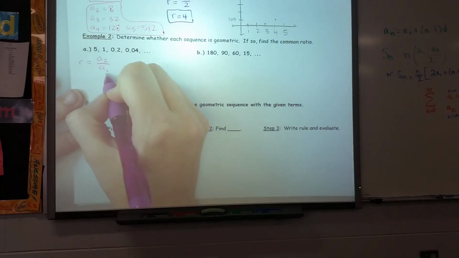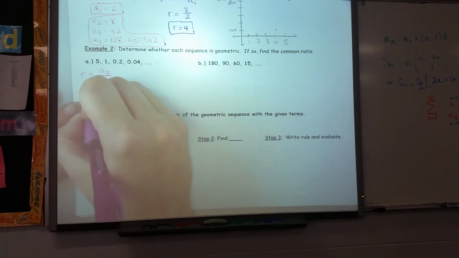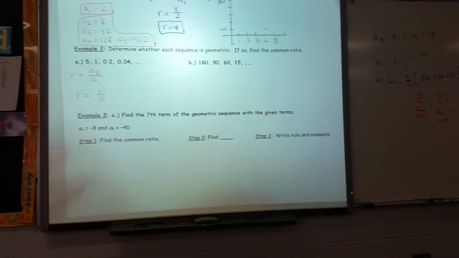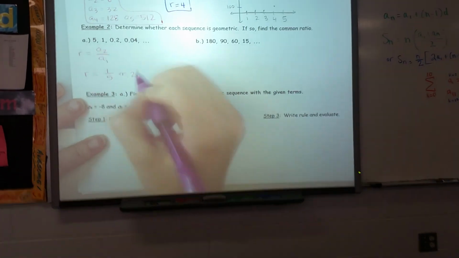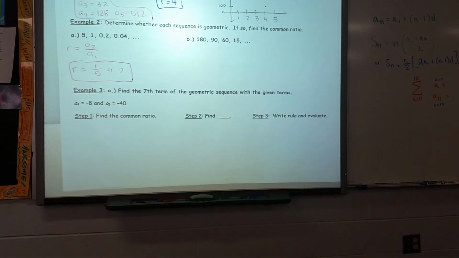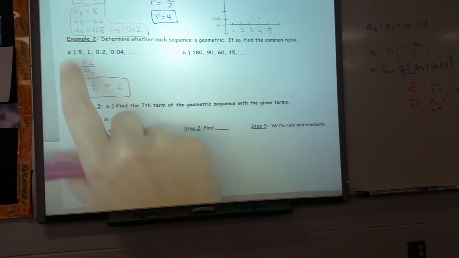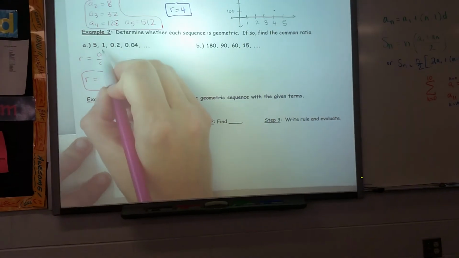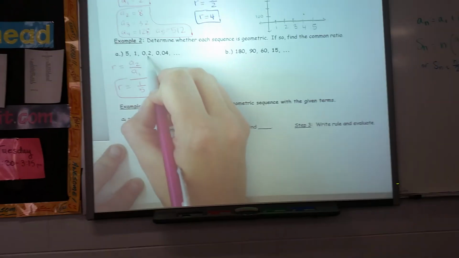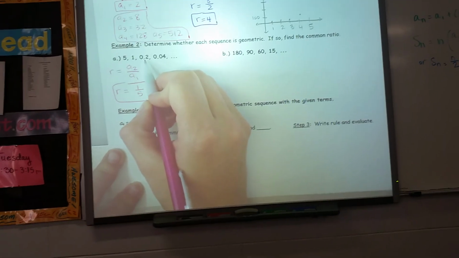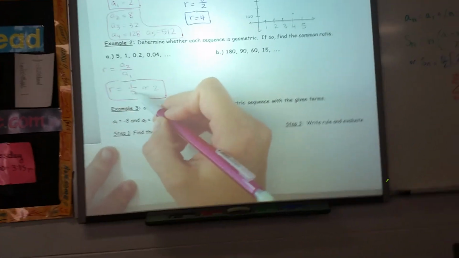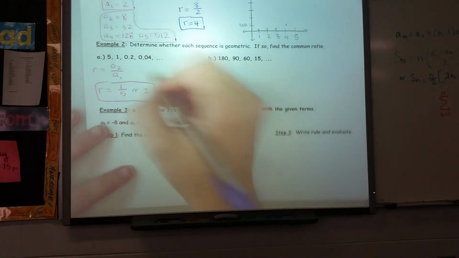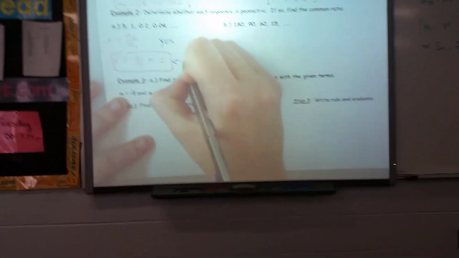So we have a2 over a1. In this case, your a2 is 1 over 5, so we would say our R is 1/5, or you could also say 0.2. Then make sure that you multiply everything by 1/5 for every term. 5 times 1/5 is 1. Is 1 times 1/5 0.2? Yes. Is 0.2 times 1/5 0.04? Yes. Because the ratio is constant, the answer is yes. This is a constant ratio.